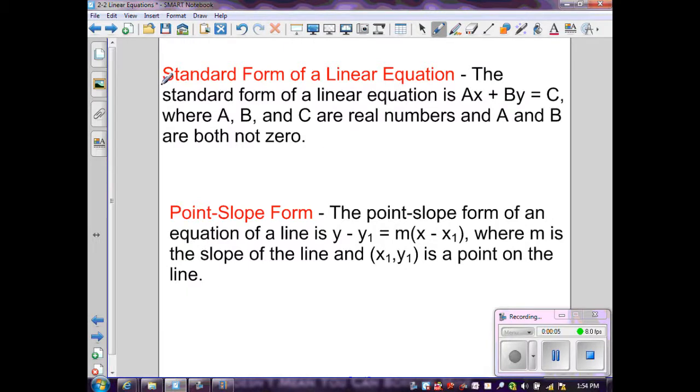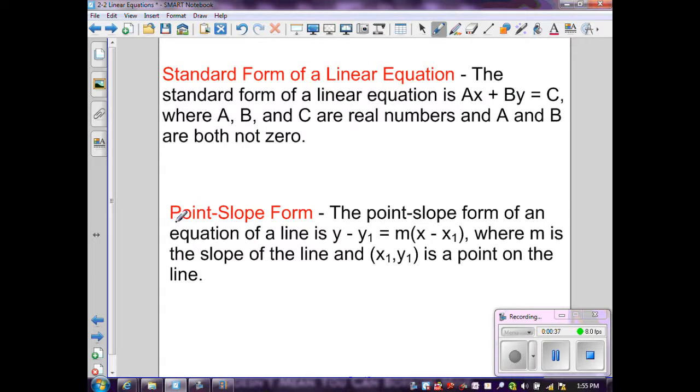Section 2.2 continued. Here we want to start out with the definition of a standard form of a linear equation. The standard form of a linear equation is in the form of ax plus by equals c, where a, b, and c are real numbers, and a and b are not both 0 at the same time. A and b are going to be coefficients for x and y, and c is a constant. We also want to have a and b to be non-fractions.